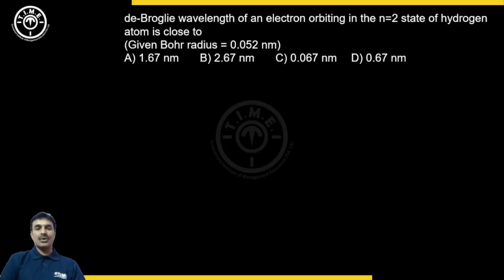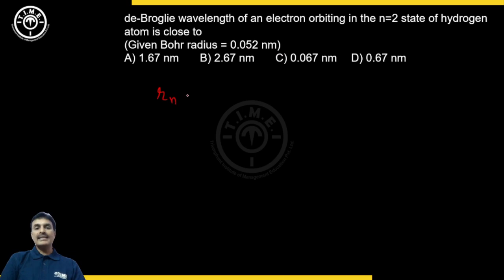Now continuing with questions based on de Broglie's concept. This is the question that appeared in the recent NEET entrance. The de Broglie wavelength of an electron orbiting in the n equal to 2 state of a hydrogen atom is close to. Its Bohr radius is given as 0.052 nanometer.